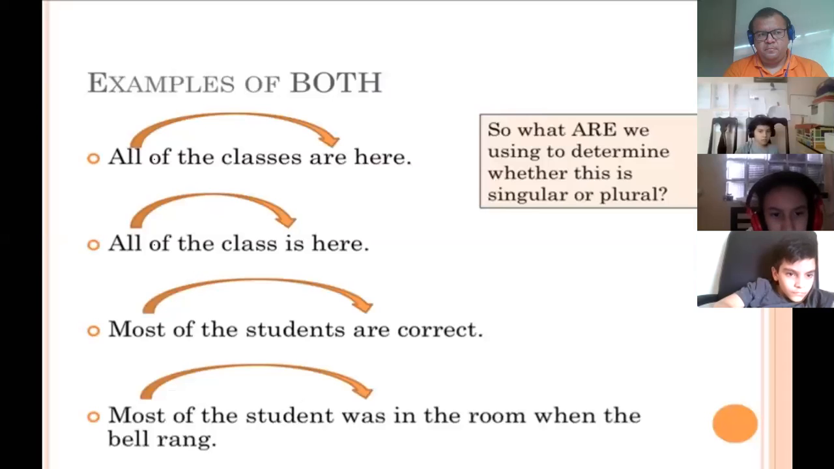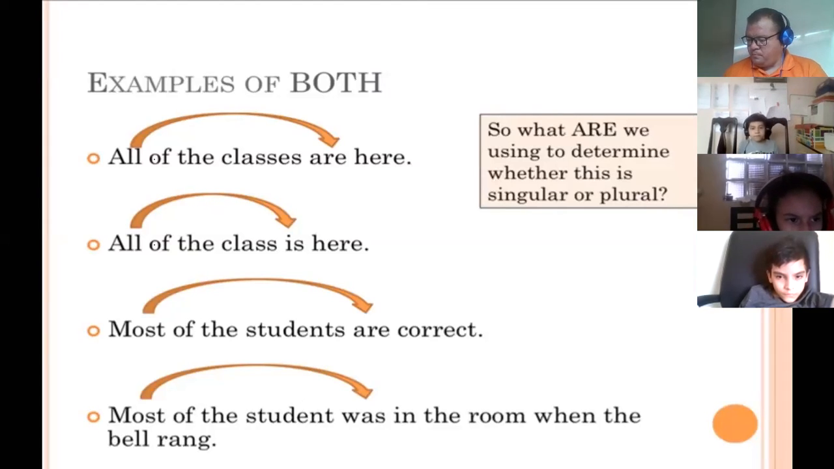Again, the subject has to be not in a prepositional phrase. Therefore, the subject is all. And so in this case, all are here. Okay, fine. Second sentence, all of the class is here. Oh, interesting. The subject again is all, but in this case, it's singular. All is here. Three, most of the students are correct. And then the last example, most of the student was in the room when the bell rang.